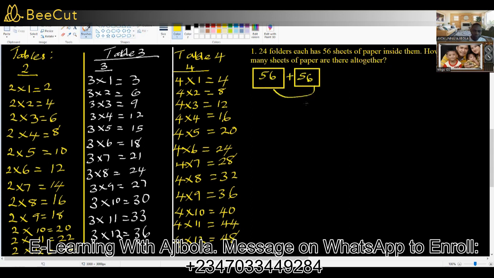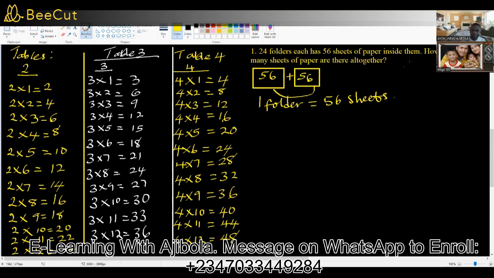Is that clear? Fine. So that means one folder has how many sheets? One folder has how many sheets? 56 sheets. Where are you? I can't see you there, Miggy.